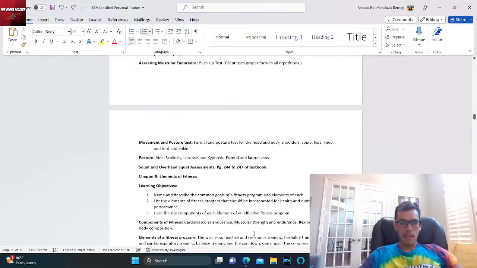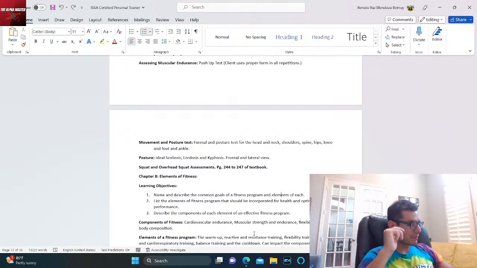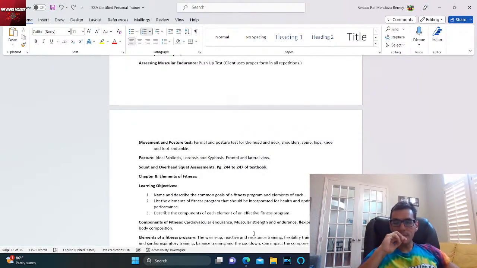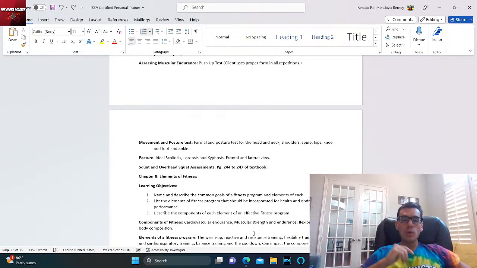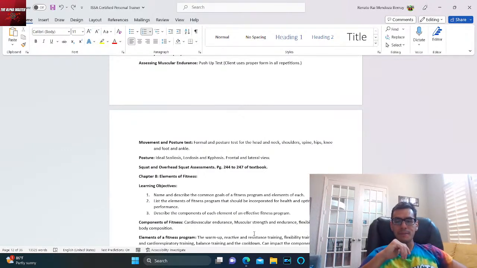So learning objectives. Name and describe the common goals of a fitness program and the elements of each. List the elements of a fitness program that should be incorporated for health and optimal physical performance and describe the components of each element of an effective fitness program.